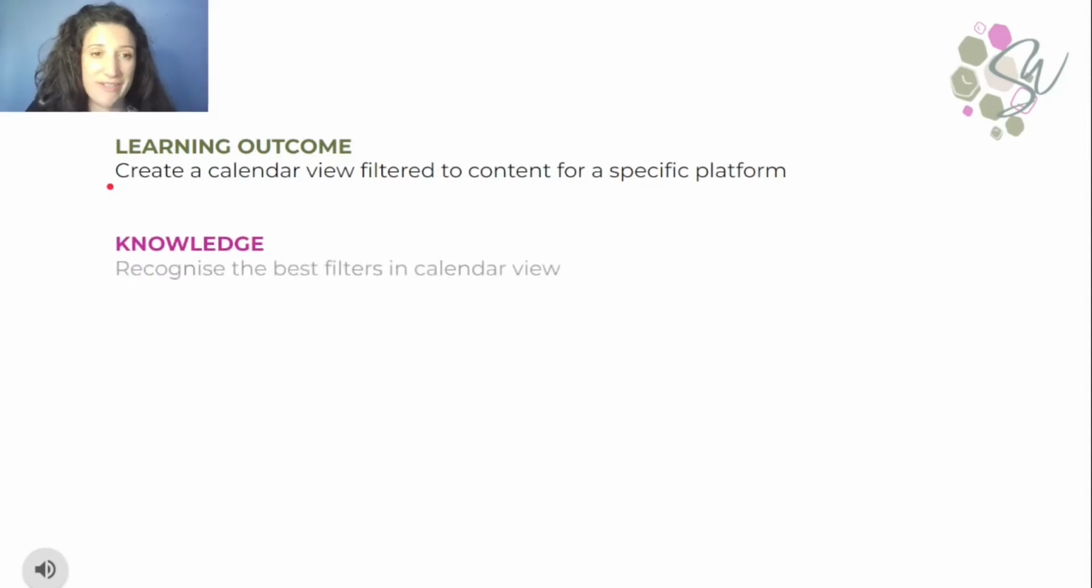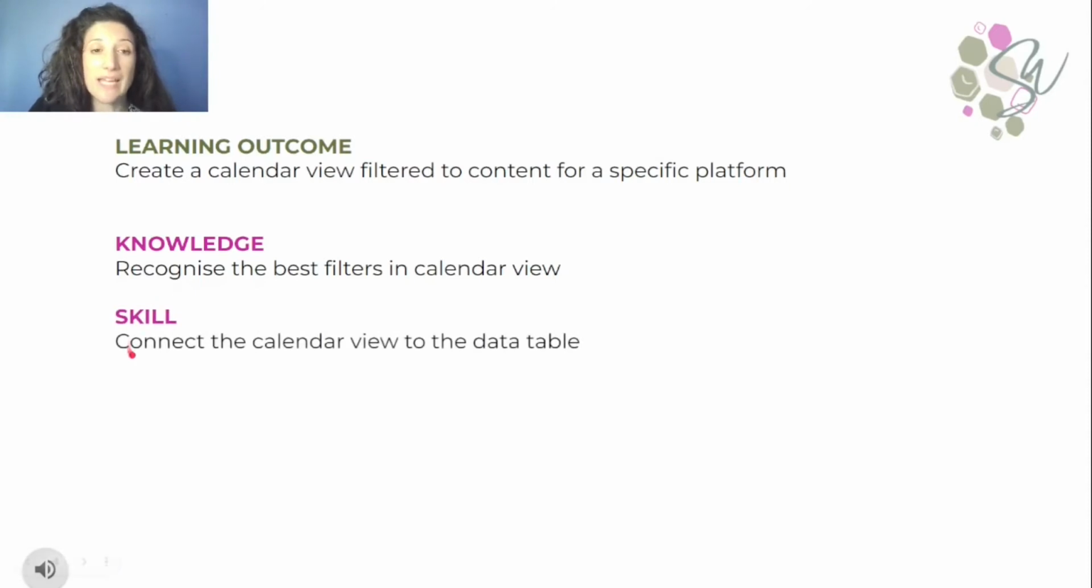So, a knowledge. Recognize the best filters. We're using recognize. That means only to understand and comprehend, not to practice anything. Then we have skill. Connect the calendar to the data. Again, we're only connecting. Now, the student can follow instructions.